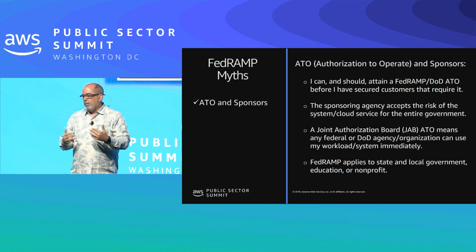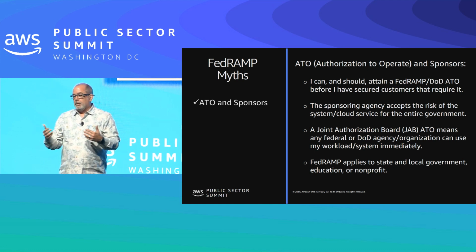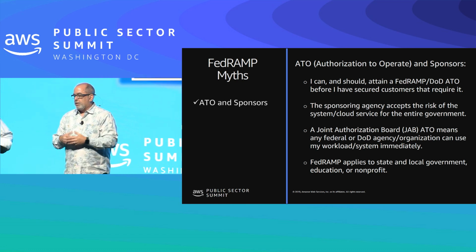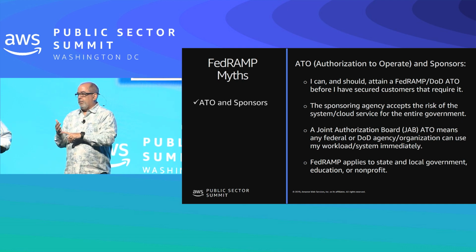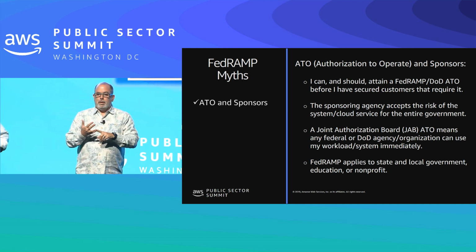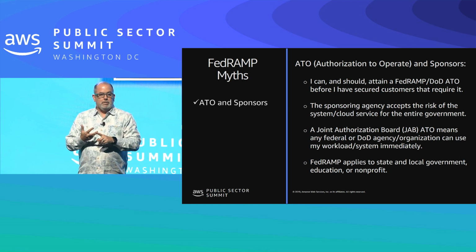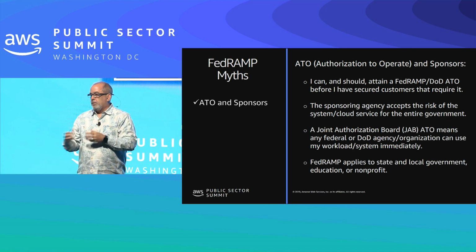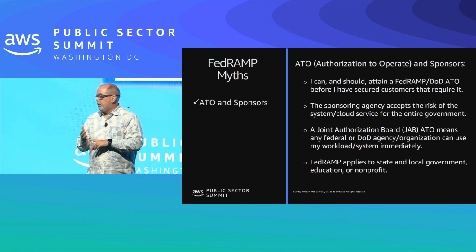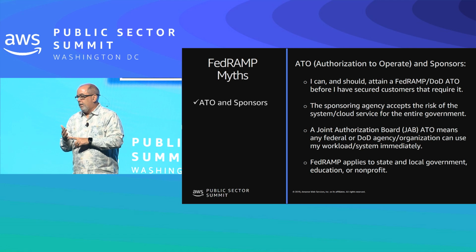Those are one of the biggest myths that we deal with. You need to make sure that you have not only the path to an agency sponsor or JAB, and then if you're actually a cloud service as a SaaS, PaaS, or an IaaS, then yes, you need to go through that process, but ultimately making sure that you have those different agency and JAB paths. Next slide.